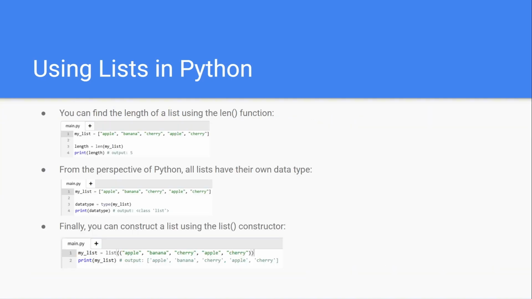List length and data types. We can find the length of a list using the len function. The length tells us how many items are inside the list. Python also recognizes lists as their own data type. We can create a list using square brackets or by using the list constructor.